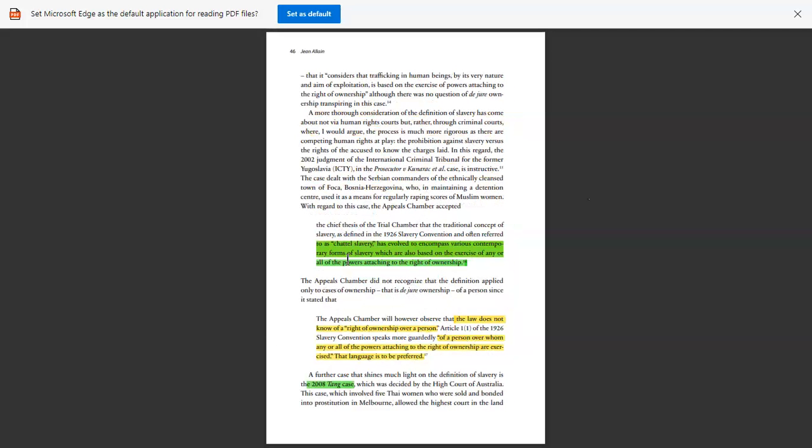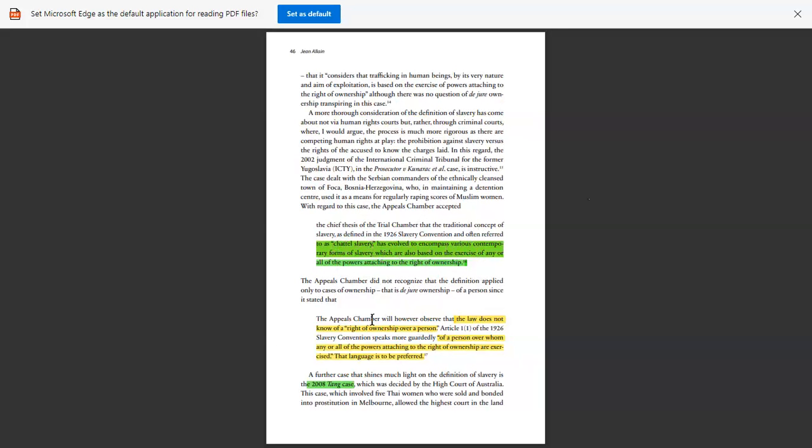So as we jump down further, they had, again, that 1926 convention referred to as chattel slavery has evolved. So chattel, paper slavery, has evolved to encompass various contemporary forms of slavery, which are also based on the exercise of any or all of the powers attaching to the right of ownership. So it really comes down to possession and control, the powers that are related to ownership. So you are owned if somebody else is controlling to the tune of possession or possessing through the mechanisms of control. And this is evident even if it's chattel slavery.